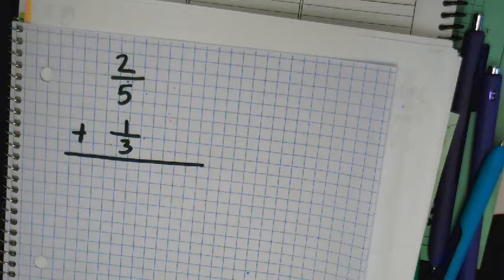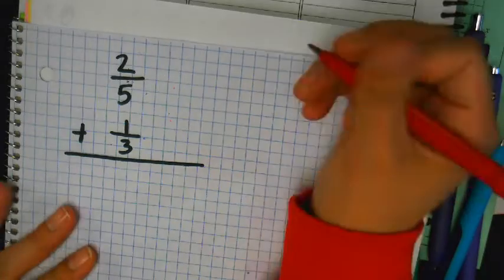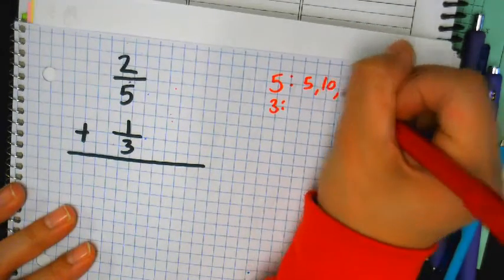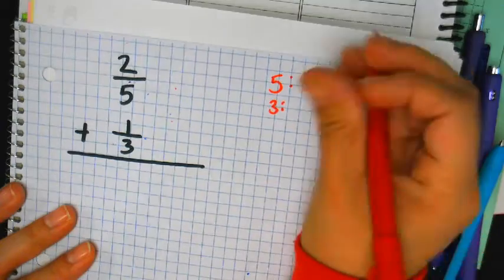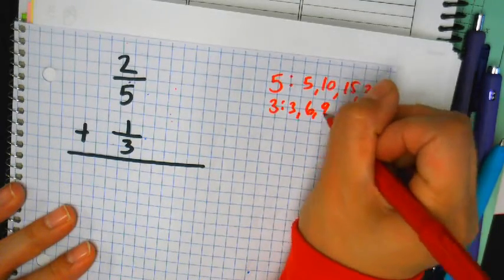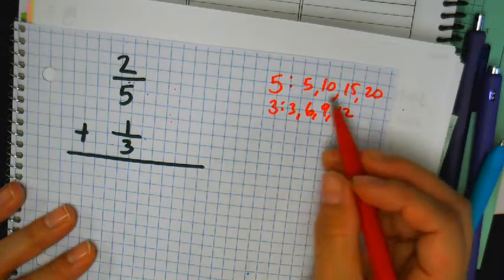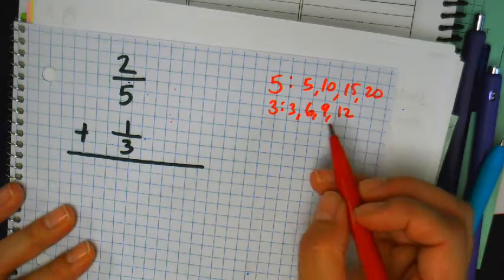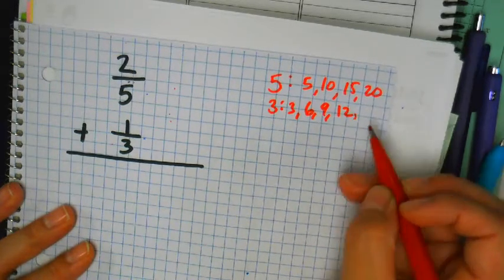What's the first thing we have to do? Common denominator. So if you know it, write it down. If you don't know it, you're going to start multiplying by 5 and by 3. 5, 10, 15, 20. 3, 6, 9, 12. Oh, no, none of the numbers match, which means you just have to keep going. 3, 6, 9, 12, 15.